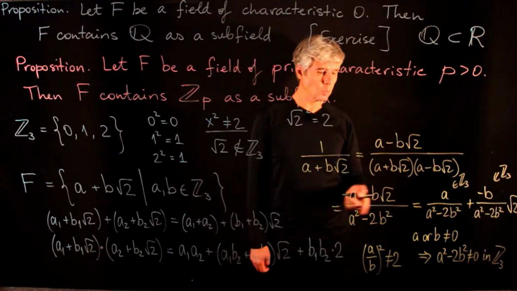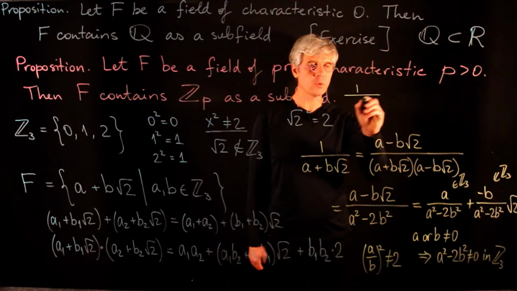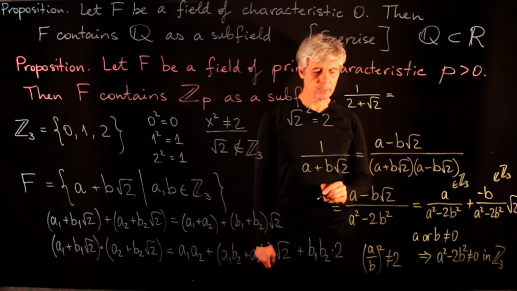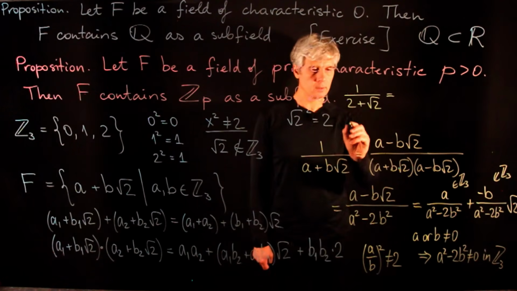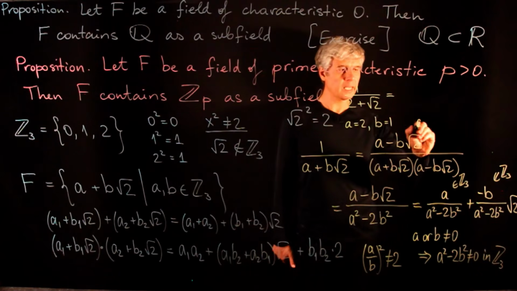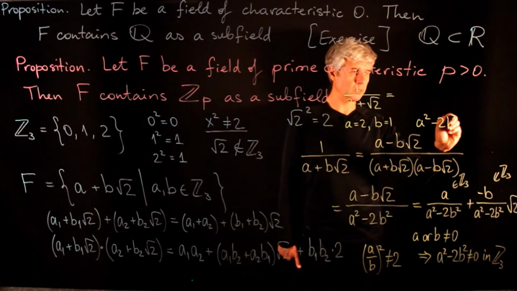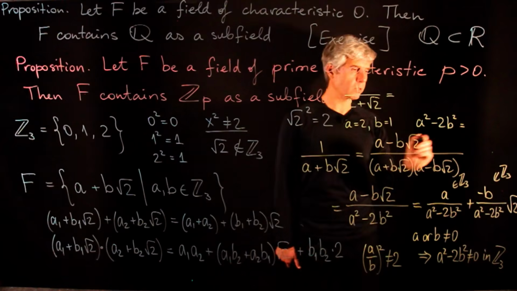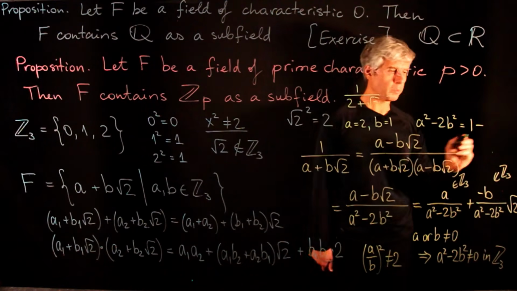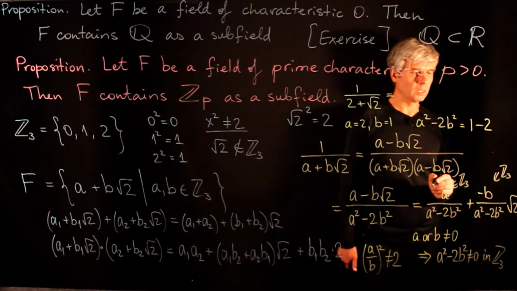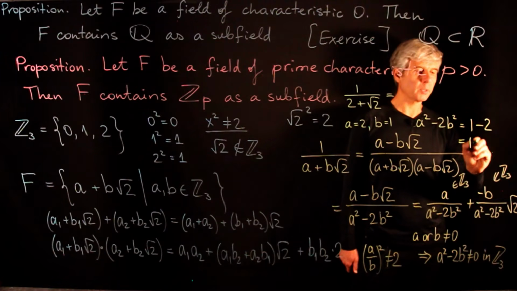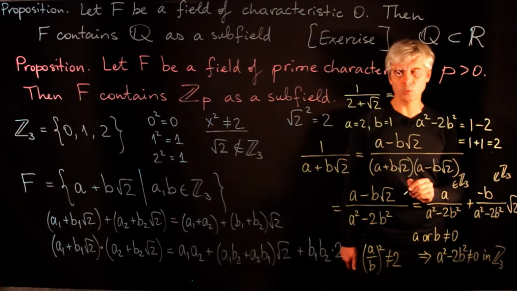Now let's just do one more example here. So what is 1 over 2 plus square root of 2? Right? So here a is equal to 2, b is equal to 1. So what is a squared minus 2b squared? So 2 squared is equal to 1, minus b squared is also equal to 1. So it's 1 minus 2. And 1 minus 2 is the same as 1 plus 1. So which means that this is 2.